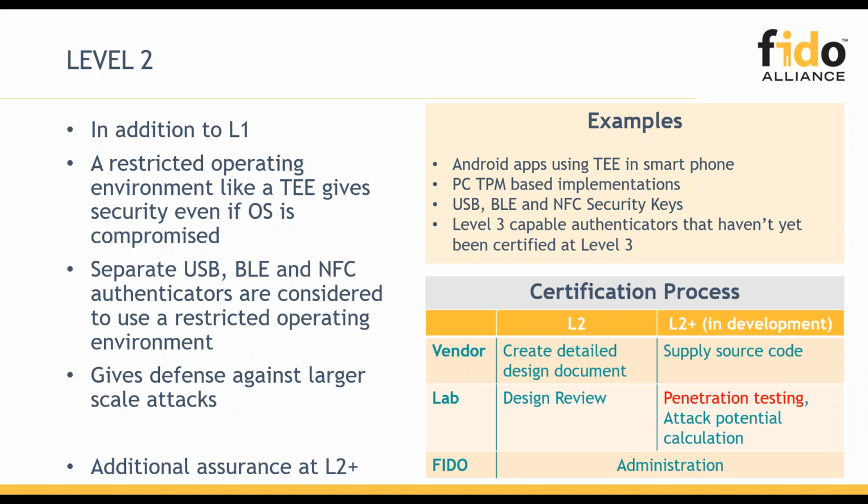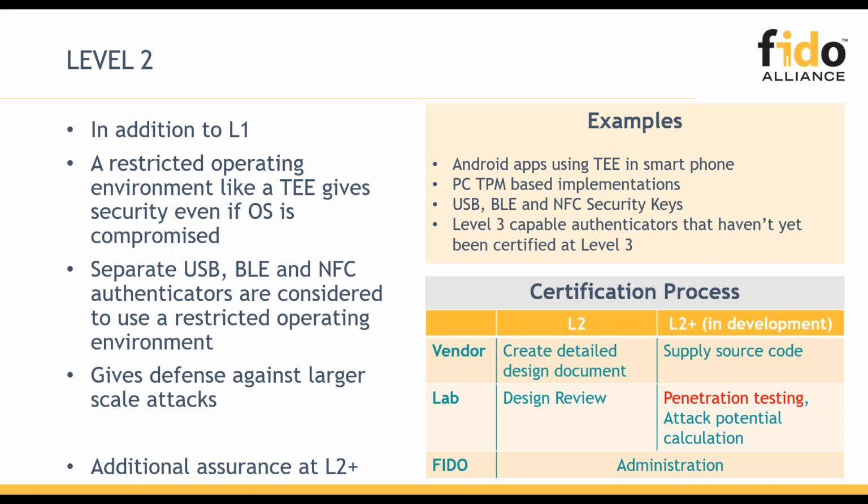So from a certification process, when looking at the vendor, level 2 requires, first I want to start with the lab. So level 2 and 2+ both require a lab, but the testing is slightly different between these 2. Level 2 requires just a documentation and definition review, where level 2+ adds additional types of testing, where you're looking at different penetration testing, you're doing attack potential calculations. So it's a little bit more extensive, but we would expect that since it adds additional security.